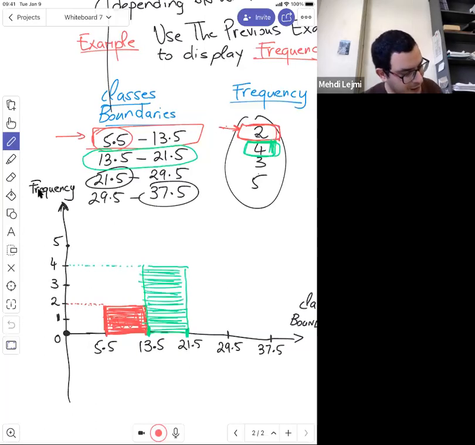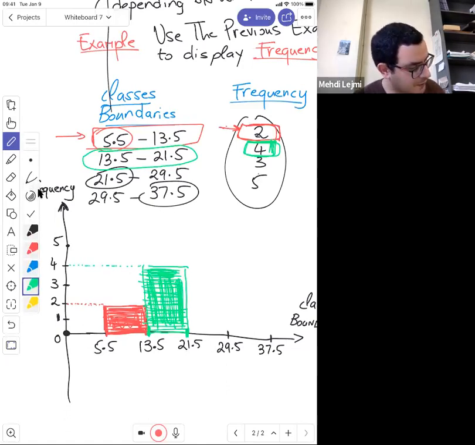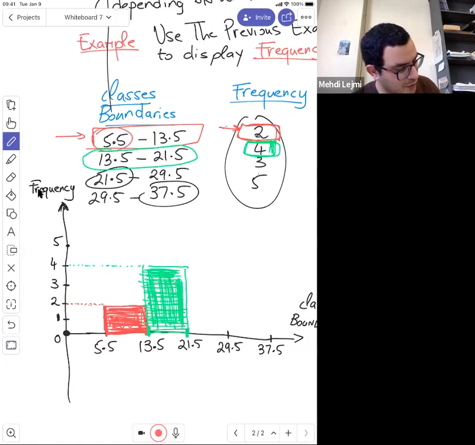Okay, so this rectangle will represent the frequency of my second class. Next, we have the third class. Let's use the blue for the third class. So third class, it's from 21.5 to 29.5. So you see here, this is my 21.5 to 29.5. So this interval represents my third class, right?